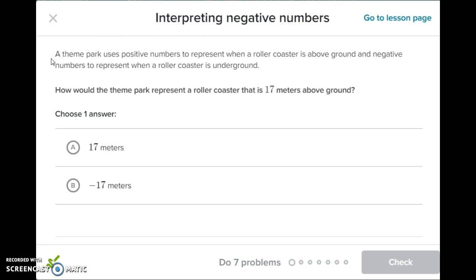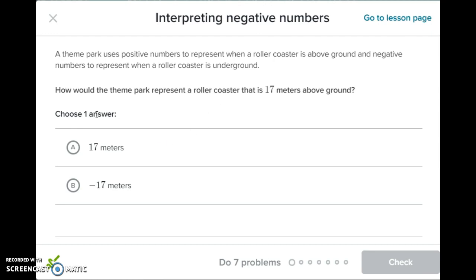So, here's the question. A theme park uses positive numbers to represent when a roller coaster is above ground and negative numbers to represent when a roller coaster is underground. How would the theme park represent a roller coaster that is 17 meters above ground?